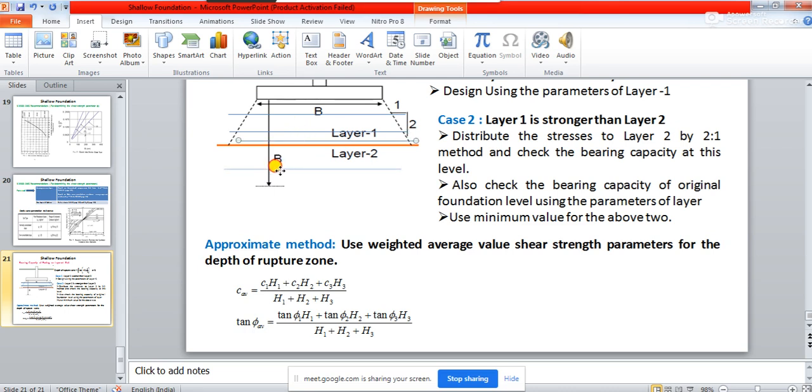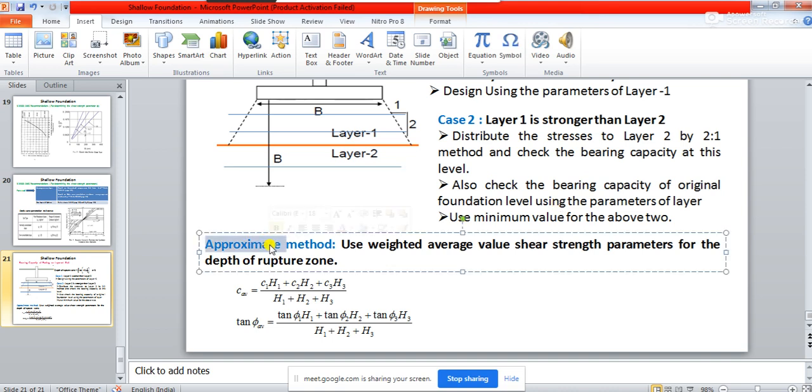Another layer over here. Then what will you do? Let's say this one is layer 1, this one is layer 2, this one is layer 3, this one is layer 4. If you want to do this using the case 2 formulation, it will become very complex, isn't it? Instead of using this case 2 methodology, you can directly go for the approximate method.